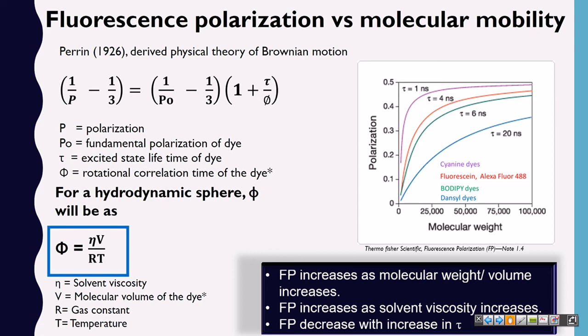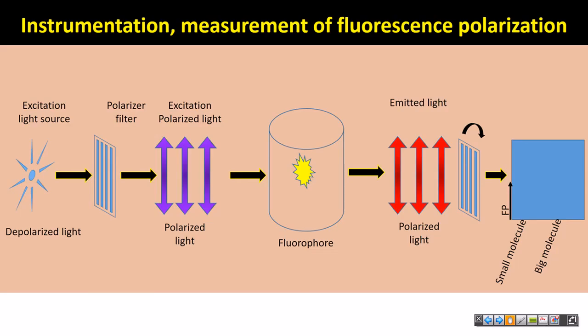So if you are designing an experiment, you need to use a lifetime that is related to the molecular weight of your protein. For example, you can use 6 nanoseconds if you have something somewhere between 25 kD and around 10-12 kD. And then, how do you measure this fluorescence polarization?